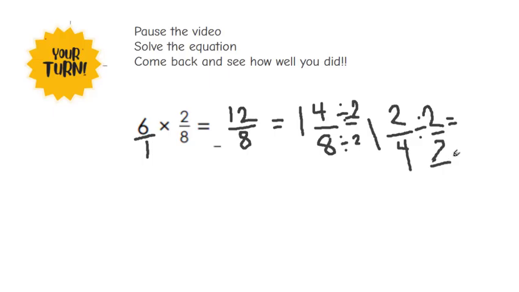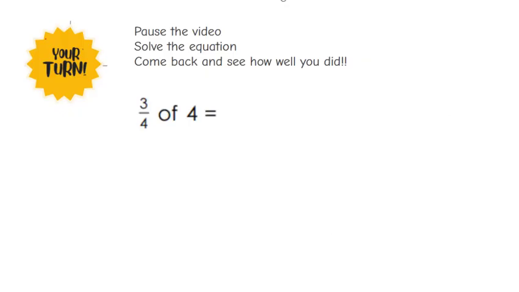So 2 divided by 2 is 1. 4 divided by 2 is 2. So my answer is 1 whole and 1 half. Too bad you couldn't shout at me and tell me to stop. We have one more left, and I want you to pause the video, solve the equation, and then come back.